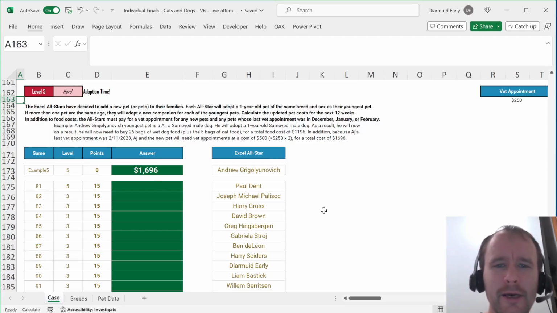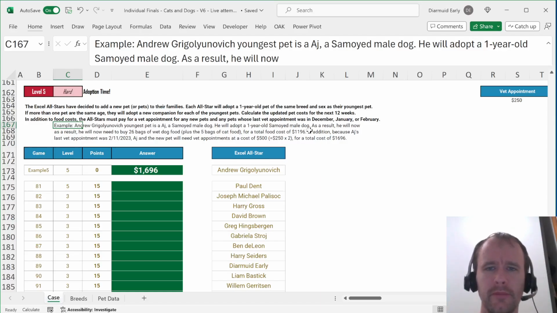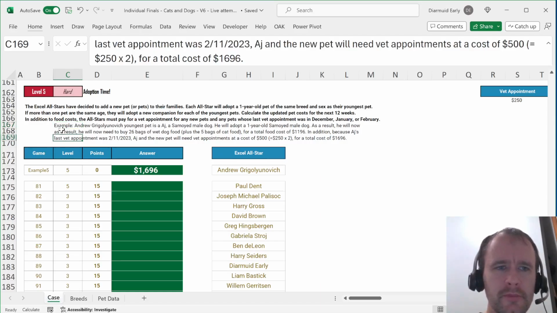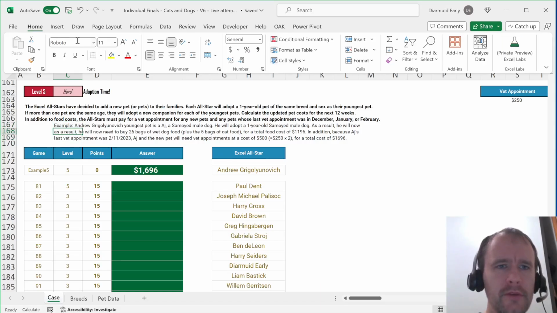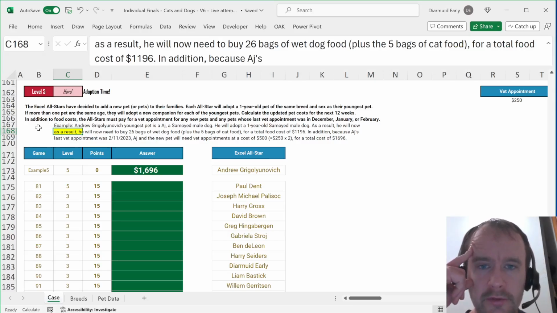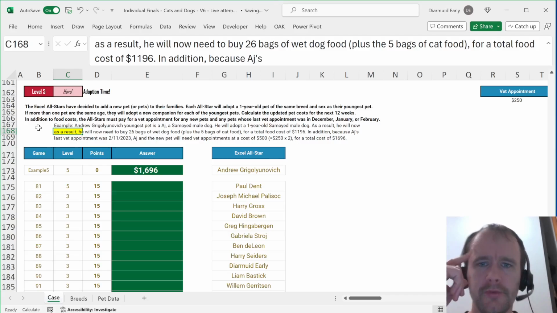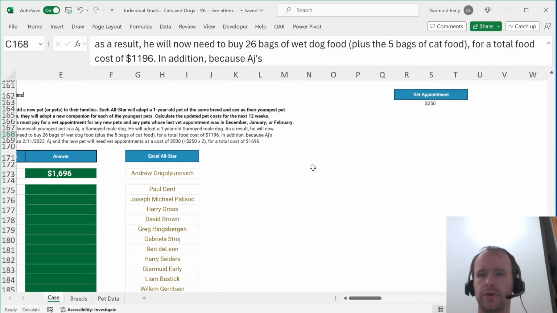Okay. Example. Andrew's youngest pet is Aj, a Samoyed male dog. He will adopt a 1-year-old Samoyed male dog. As a result, okay, well, that's doubled up. I'm just going to highlight that so I can let them know. He will now need to buy 26 bags of wet dog food plus the 5 bags of cat food for a total food cost of blah, blah, blah, because Aj's last vet appointment was this, and Aj and the new pet, well, the vet appointment, so the cost of that for total of that. Okay. Whew! A lot going on here.